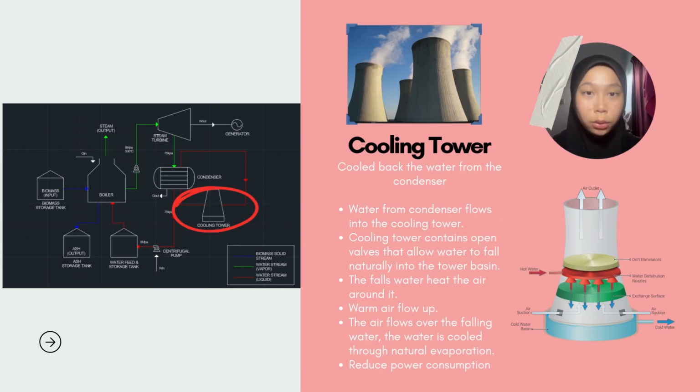The cooling tower will cool the water from the condenser. The cooling tower has open valves that will allow the water to fall naturally into the tower basin. So the falling water will warm up the air around it. The warm air will flow up, and then the air will go through the falling water, and the water is cooled through natural evaporation.